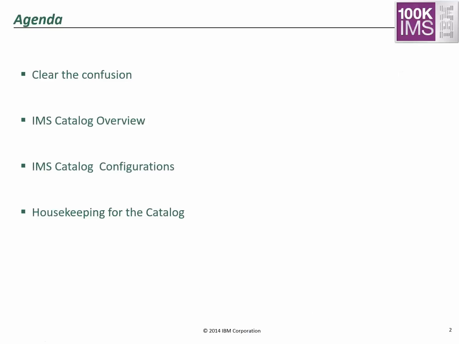Here's the agenda. The first thing I want to start out is clearing the confusion about the IMS catalog. Whenever I talk to people that are first starting out on this journey of the IMS catalog, I always find that there's a little amount of confusion. I'm going to clear that up, and then I'm going to jump into the IMS catalog and give you an overview of the catalog. Actually, it's a little more than just an overview. Then we'll talk about the different ways to configure using the IMS catalog, and also some housekeeping for the IMS catalog. Once you implement the catalog, there are things you're going to have to do that you didn't have to do prior to implementing the catalog. So I'm just labeling that as housekeeping for the catalog. That's what I'm planning on covering in this presentation.